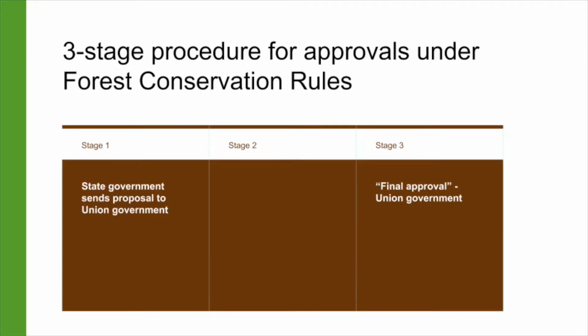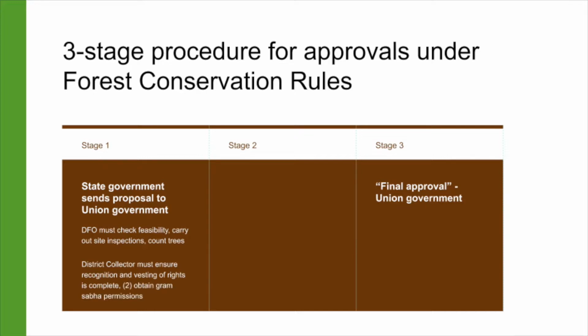Before the state government considers the proposal, two steps must be taken. First, the divisional forest officer for the area must check the feasibility of the proposal, carry out site inspections, and count the trees in the area. Second, the district collector must ensure that the process of recognition and vesting of rights under the Forest Rights Act, about which we will learn later in this module, has been completed in that area and obtain the written permission of the Gram Sabha that has jurisdiction over the forest area in question for the proposal and for any measures to ameliorate or compensate for the damage that would be caused to the forest.